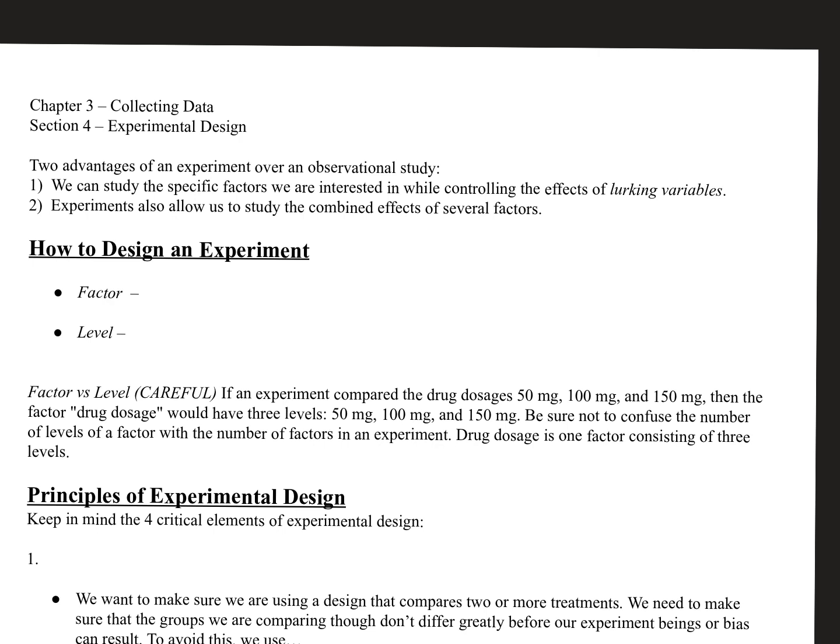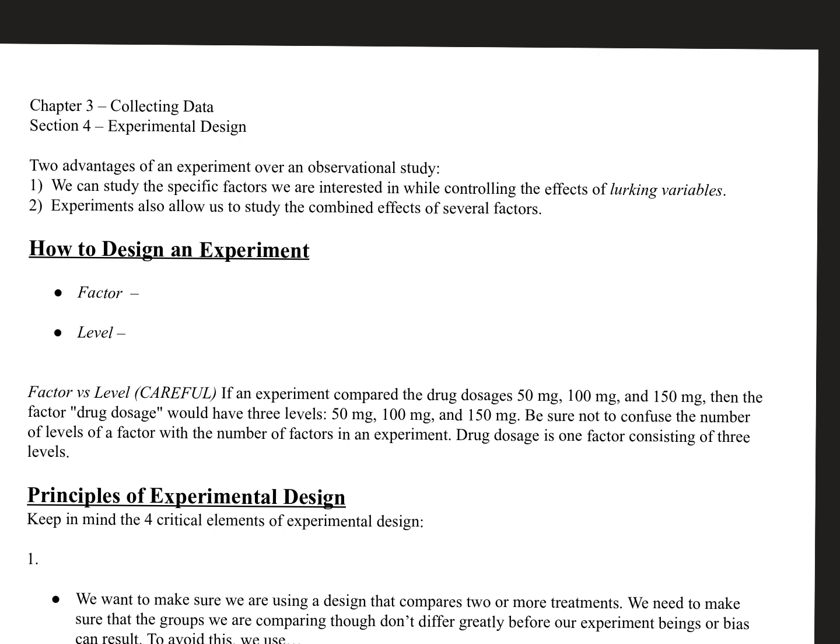So there are two key advantages of an experiment over an observational study. One is we can study the specific factors we're interested in while controlling the effects of something called lurking variables. And we're going to talk about these a little later on in the notes. And the second thing is that experiments also allow us to study the combined effects of several factors. So you don't have to just compare two things, you can actually compare three or more things.